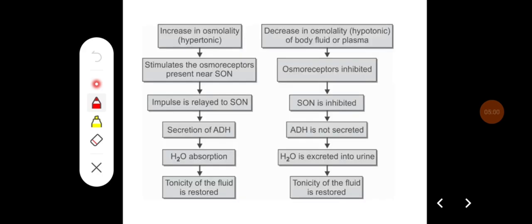So whenever there is an increase in osmolarity, or when it becomes hypertonic, it stimulates osmoreceptors which are present in the supraoptic nucleus. Then there will be secretion of ADH, which causes water reabsorption, and the tonicity of the fluid is restored. And whenever there is decreased osmolarity, osmoreceptors are inhibited, the supraoptic nucleus is inhibited, ADH is not secreted, so water is excreted in urine and the tonicity of the fluid is restored.